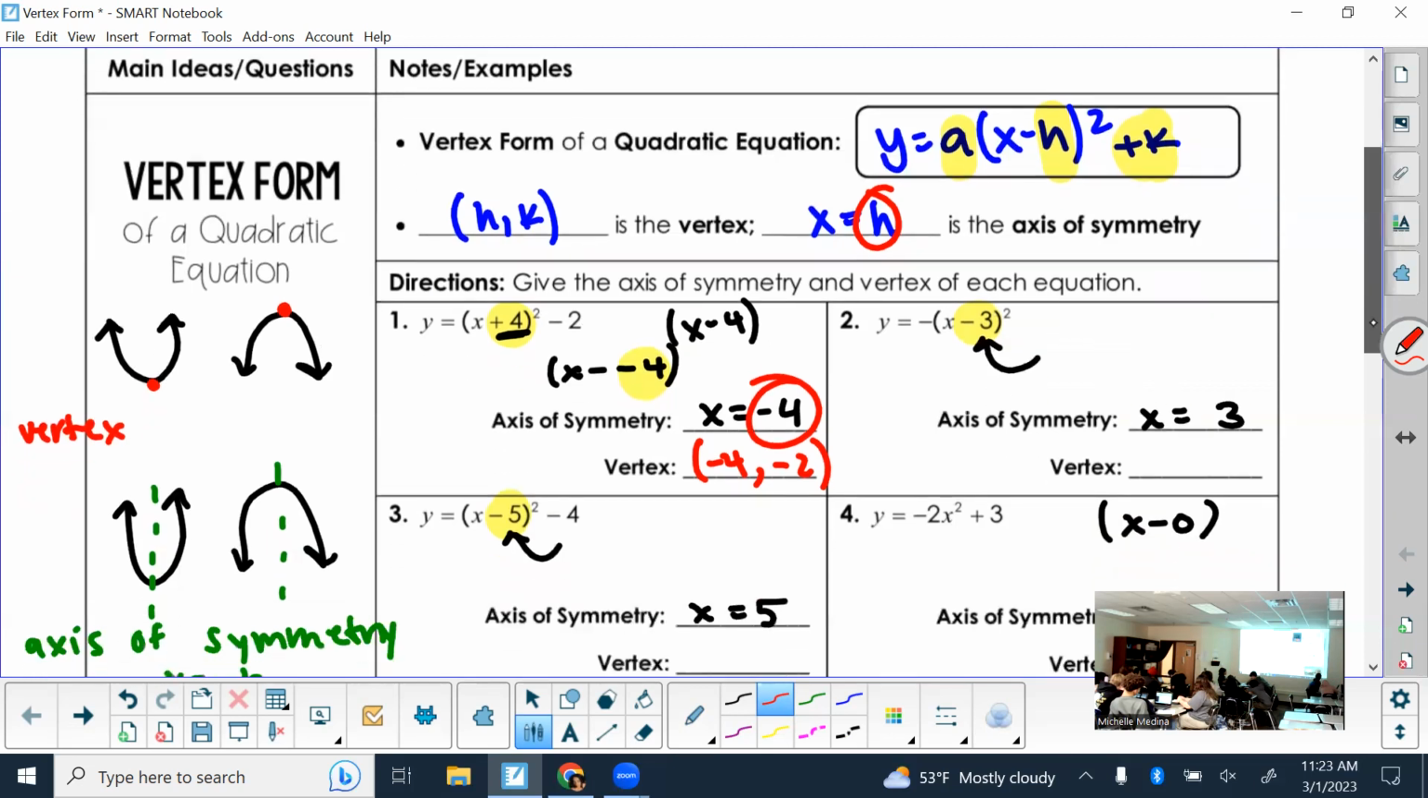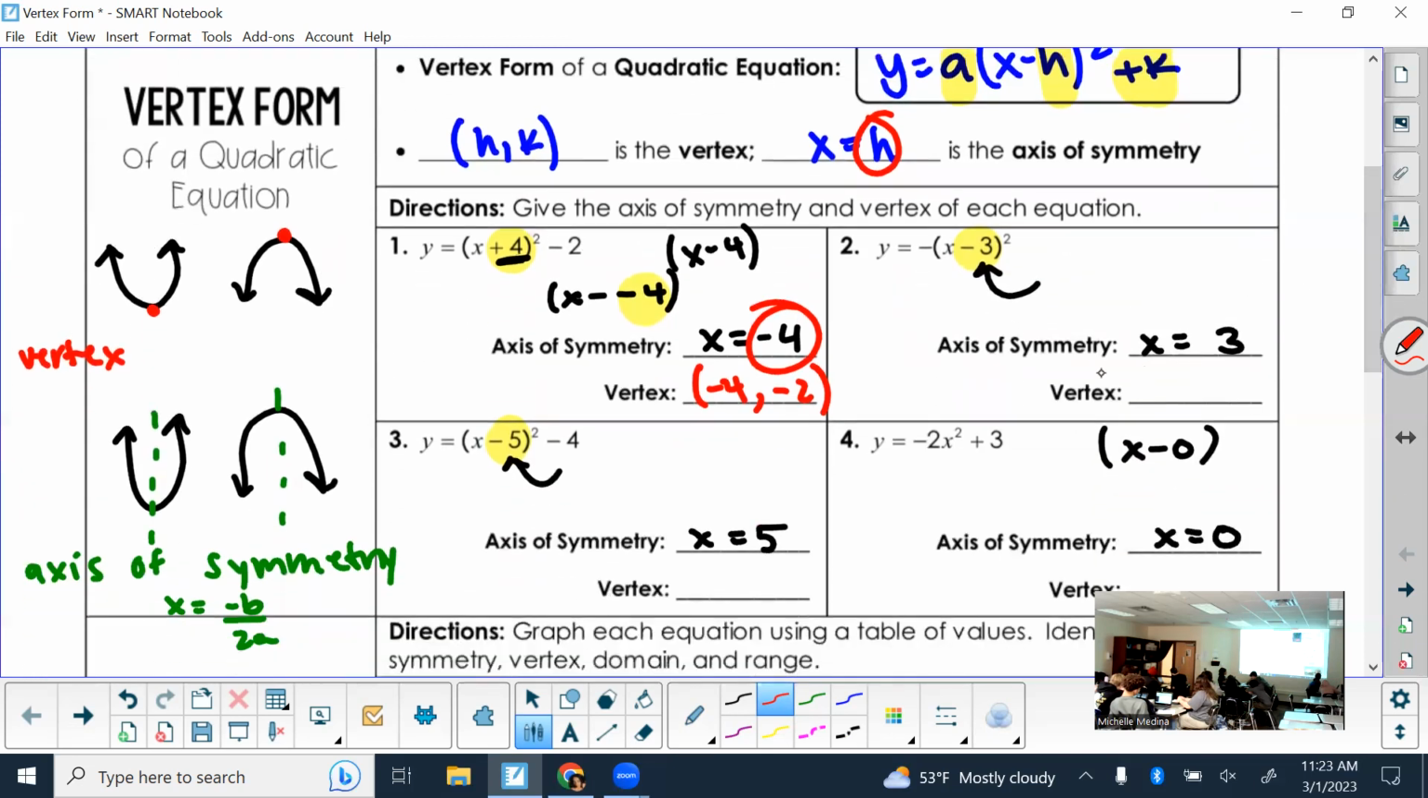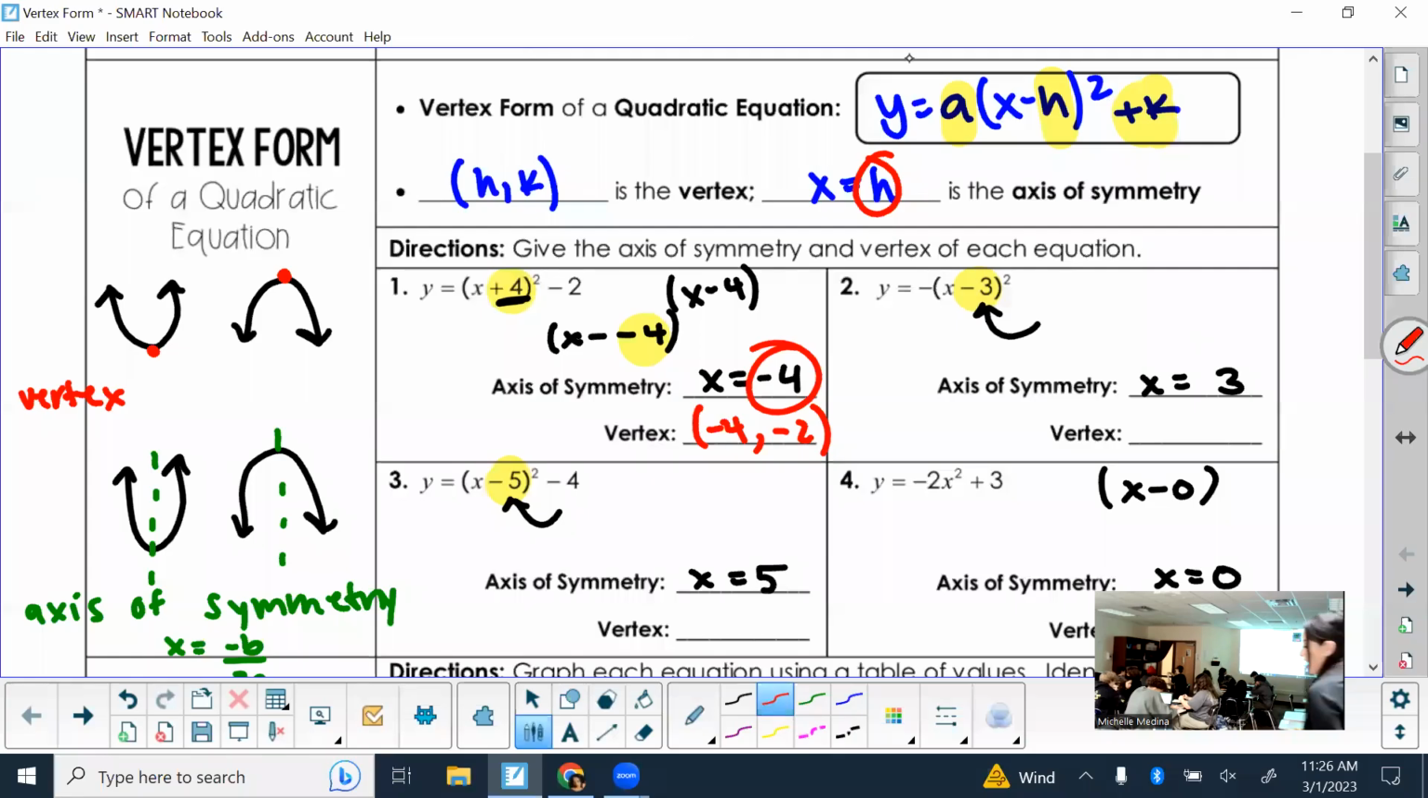So then, knowing that now, you guys fill in the vertex for these other 3. Okay? All right, table 2, what's my vertex for number 2? Class, agree, disagree? Is there a -1 out here?